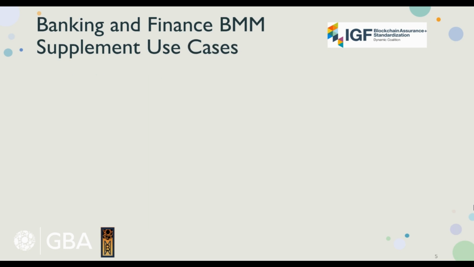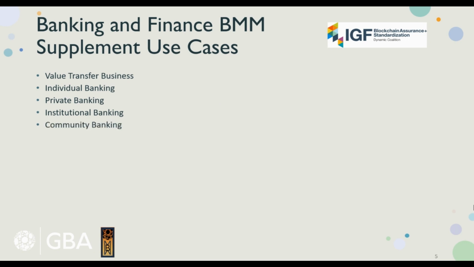So looking at the use cases, and these are many and varied, but I'll go through them quickly. You've got a value transfer business, which deals with any type of points or value or credits in any kind of transaction. Individual banking, like your own personal banking with your bank account. Private banking, which can involve family trusts or other investments. Institutional banking, where you've got big companies interacting with the banks themselves. Community banking, which could cover credit unions as well as local banks.